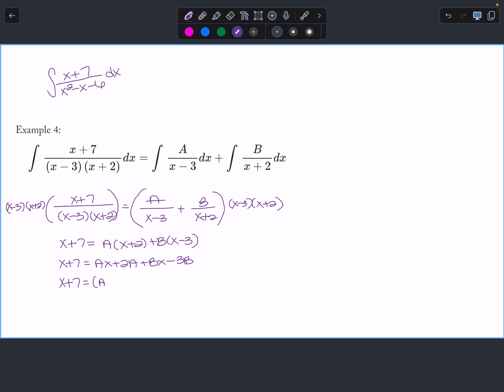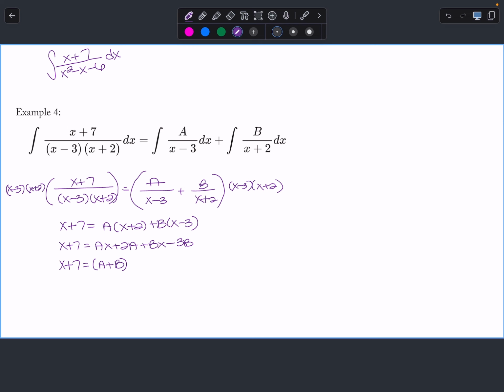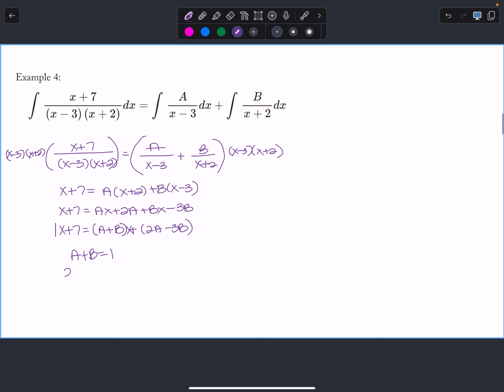So I group my x terms together and factor out x. I group my number terms together, so my 2a minus 3b. Oh, this should have an x next to it. And then what partial fraction decomposition does is it tells you that the coefficients of x on one side of the equation have to be equal to the coefficients of x on the other side of the equation, which means that my a plus b has to be equal to 1, and my 2a minus 3b has to be equal to 7.